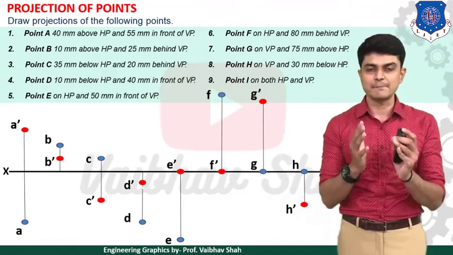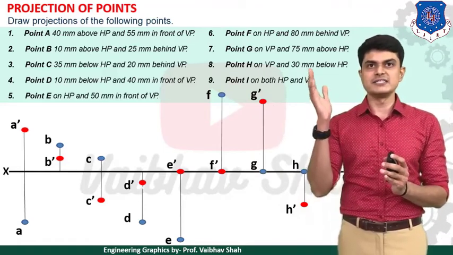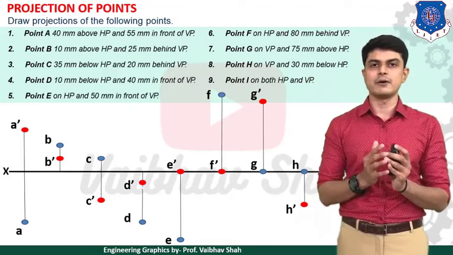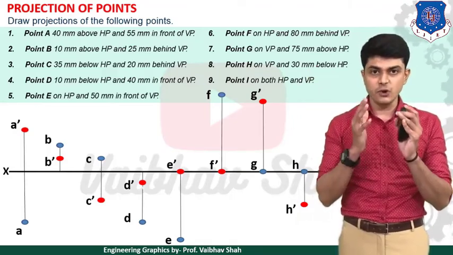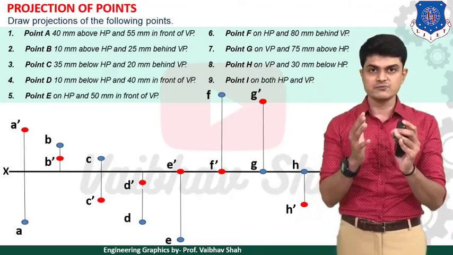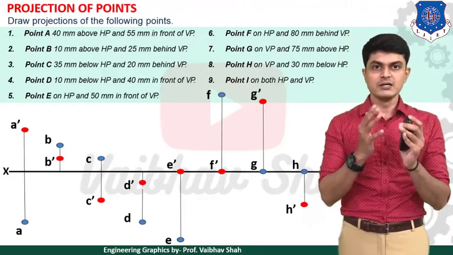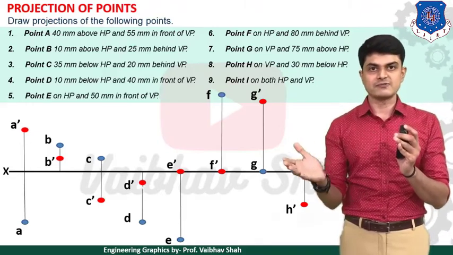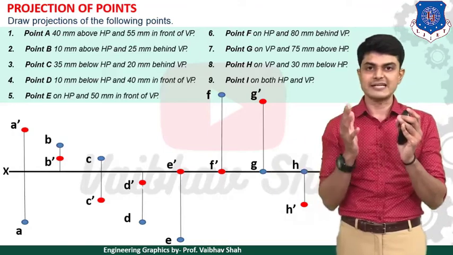Then after, let us see example number 7. Point G is on VP and 75 mm above HP. So point G is on VP in this case. On VP means what? On XY line, but what? Without dash, the point would be on XY line. So we are having point G on XY line.